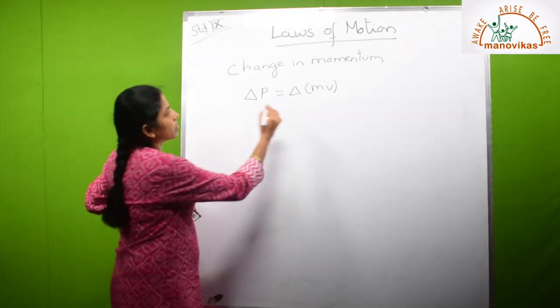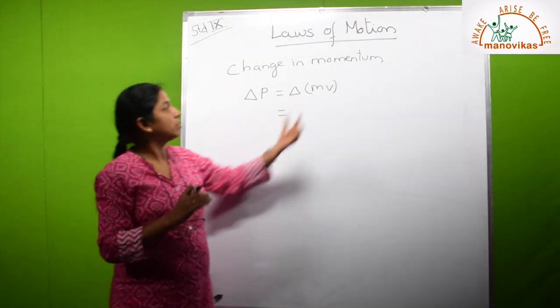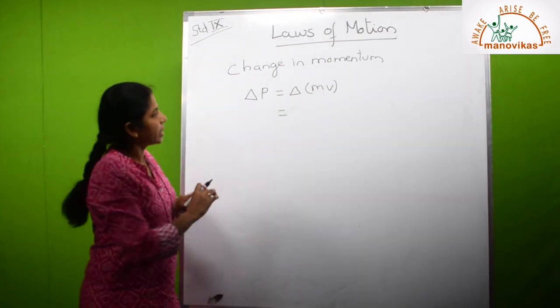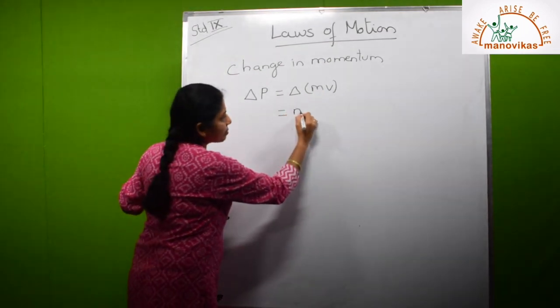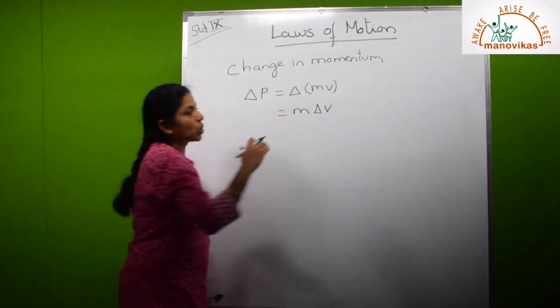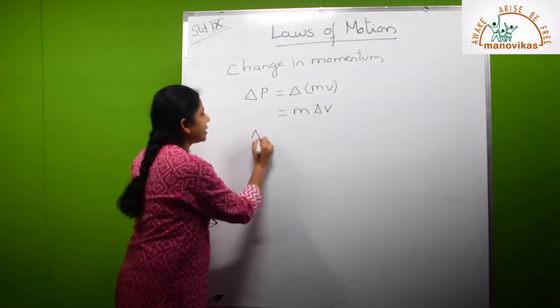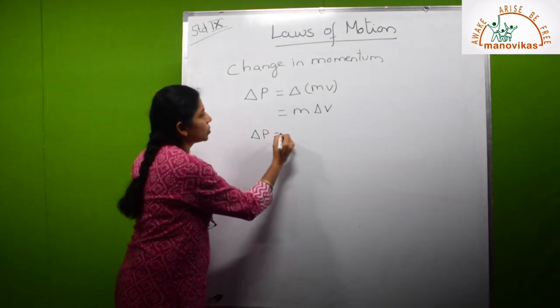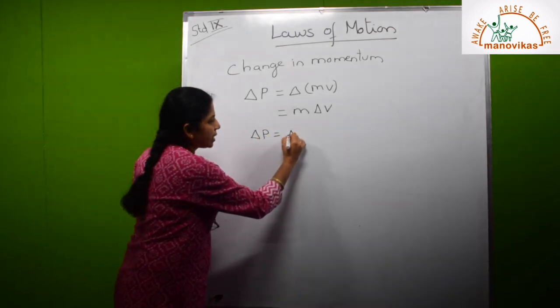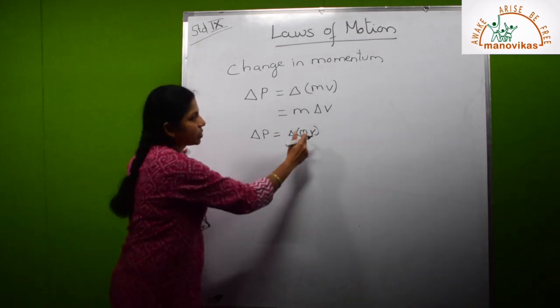Now here also there are two cases possible. If the mass is not changing, then I can write this as m times delta v. It means only velocity is changing. Or in the second way, I can write delta p is equal to delta times mv, like how I have written over here.